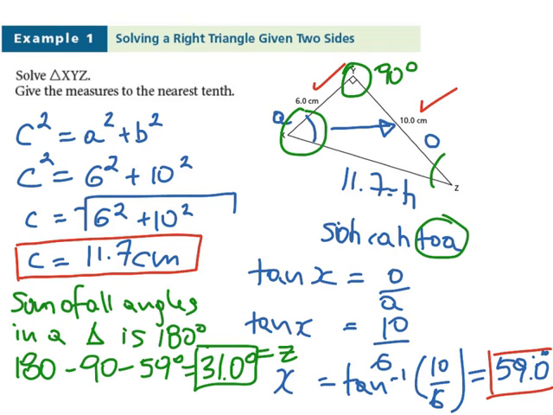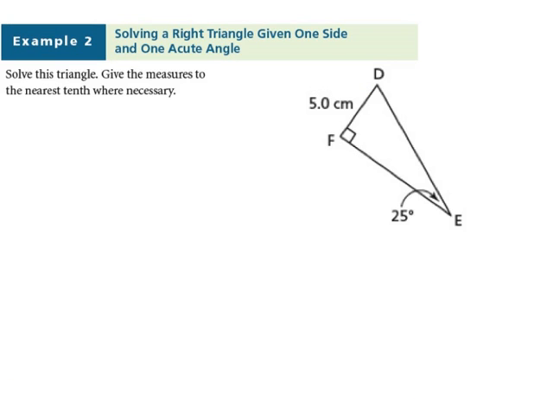Let's take a look at a different question. Given the following triangle, solve it. Give the measures to the nearest tenth where necessary. Again, solving the entire triangle means that we have to solve all the sides that are missing, as well as all the angles. We could do the angle right away, knowing that the sum of all angles is 180.